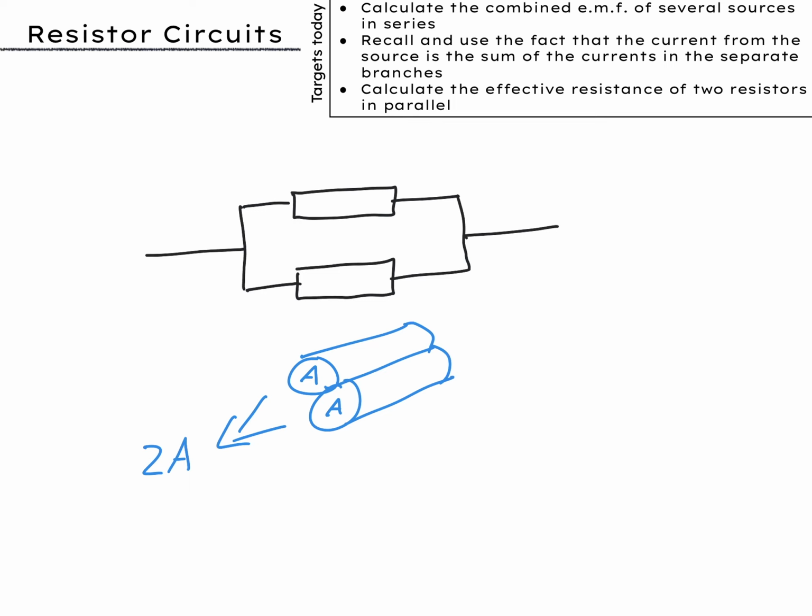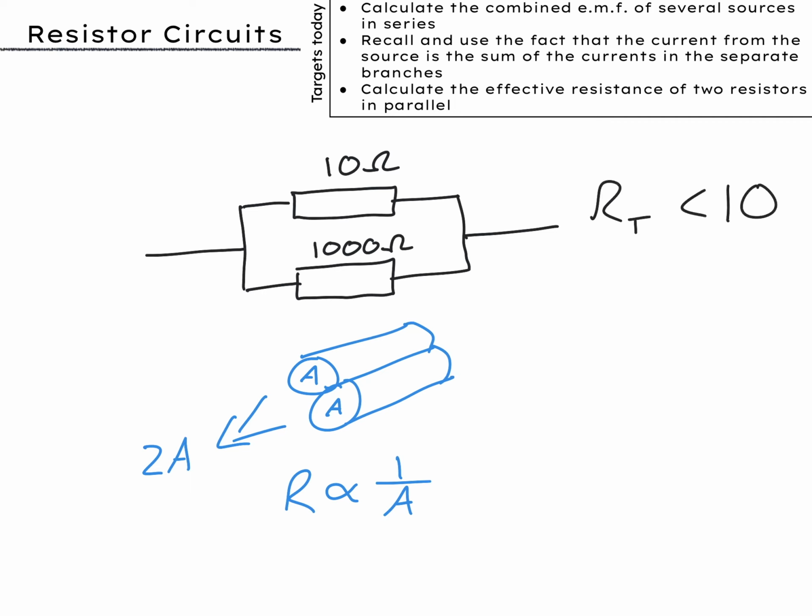We saw before that increasing the area decreases the resistance, because resistance is proportional to 1 over the area. So, putting resistors in parallel will always reduce the resistance. This means if I have a 10 ohm resistor and a 1000 ohm resistor, the total resistance will be less than 10 ohms, less than the smaller amount.